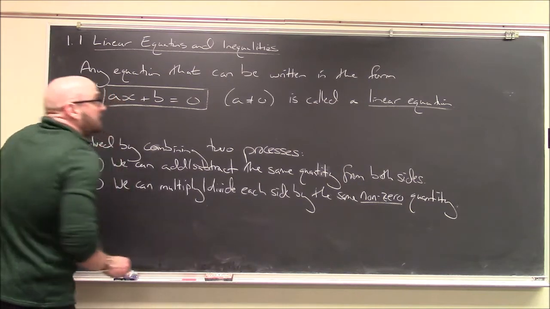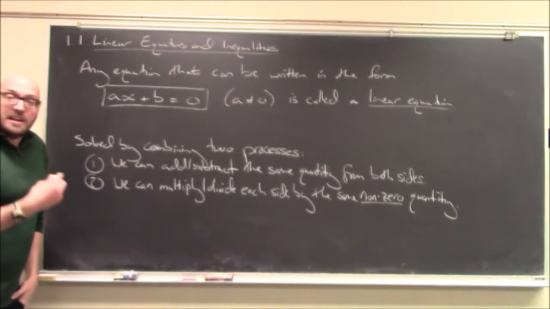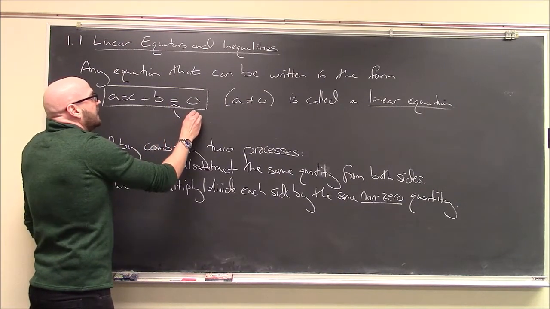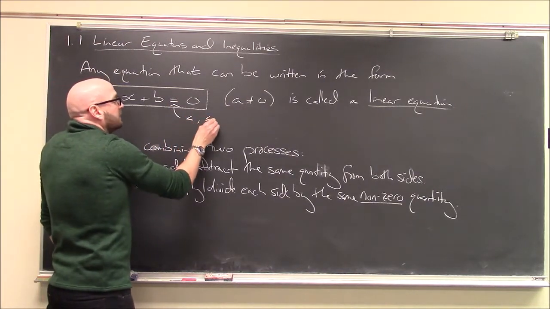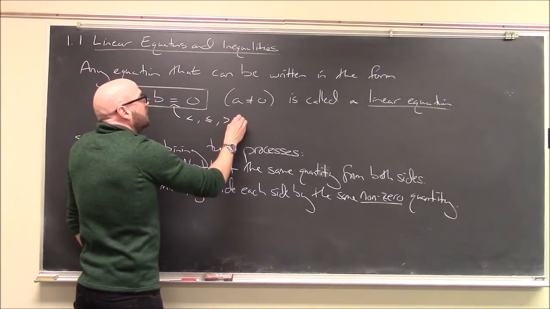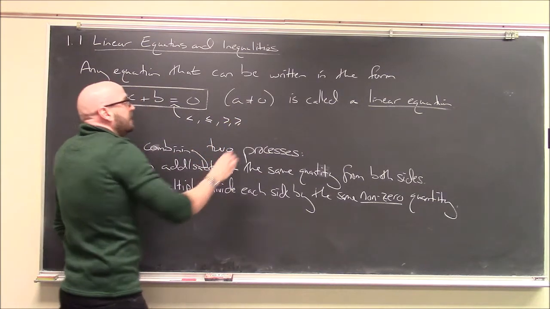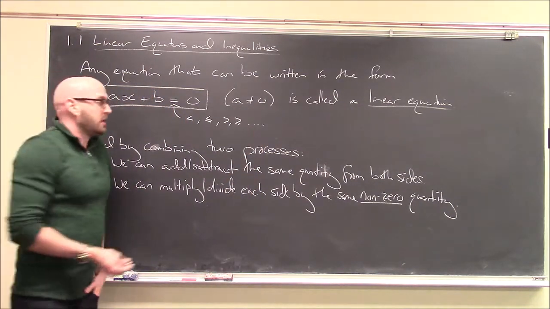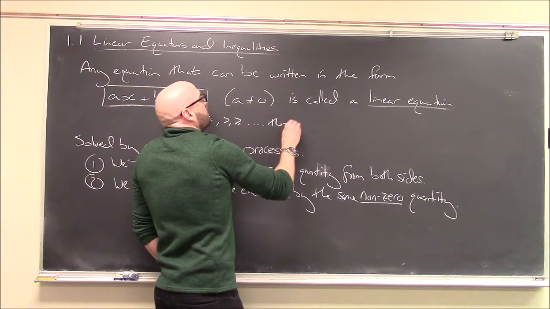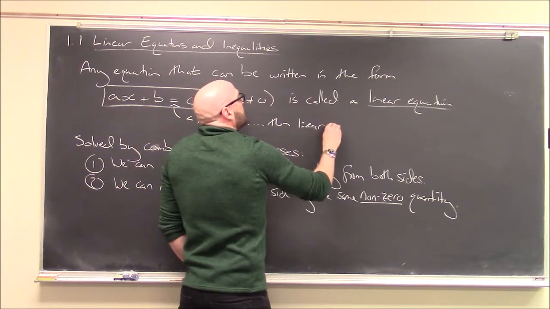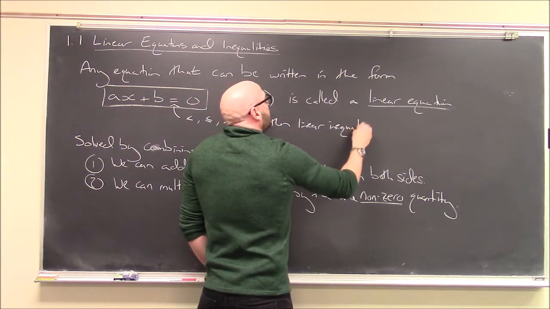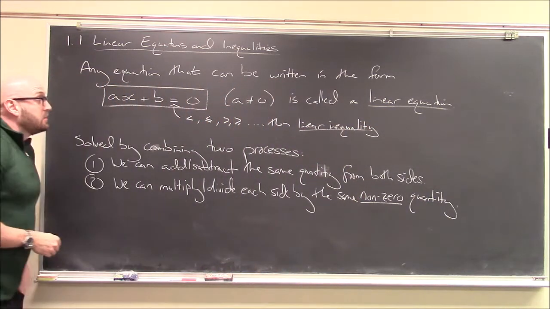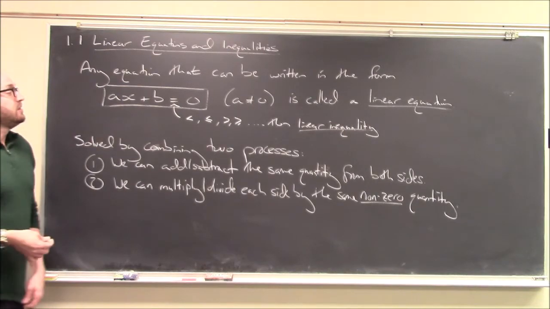So we'll do examples of solving these in a second, but we're also talking about linear inequalities. So I want to point out that if you don't have an equal sign here, if you have something like less than or equal to, or greater than or equal to, then it's no longer a linear equation, it's a linear inequality. And generally the way linear inequalities are solved is exactly the same as you do with linear equations.